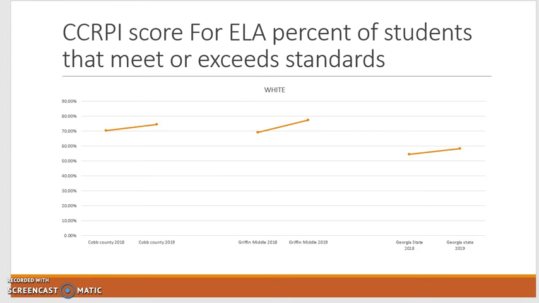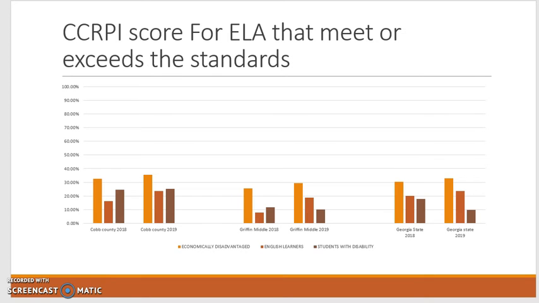For the white population, for ELA, they had a larger increase from 2018 to 2019 than at both the county and state level. They also exceeded both the county and state level scores as well, for ELA.